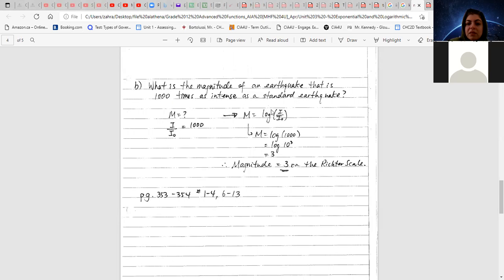B, what is the magnitude of the earthquake that is 1,000 times as intense as a standard earthquake? So basically I over I0 is the comparison of the intensity, right? I over I0 is 1,000. You know 1,000 is 10 to the power of 3 and the base of the log is 10. So the answer is 3. The magnitude is 3 Richter.